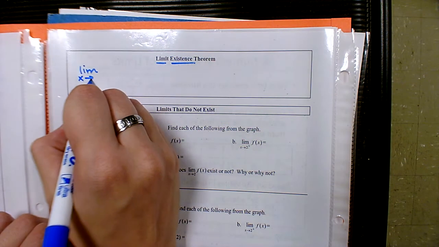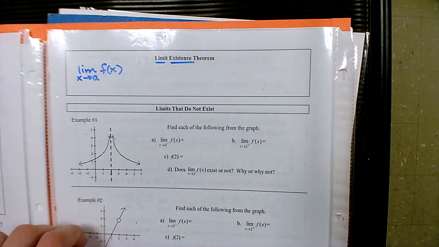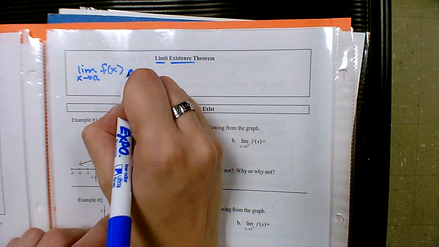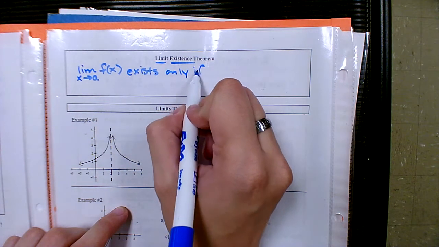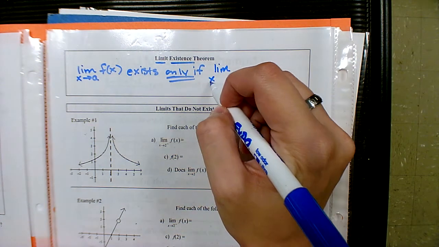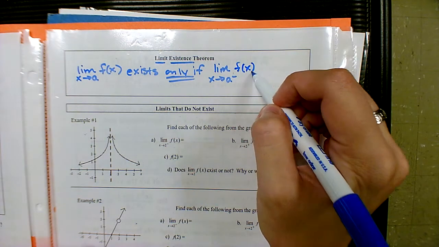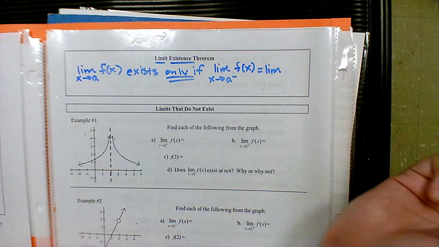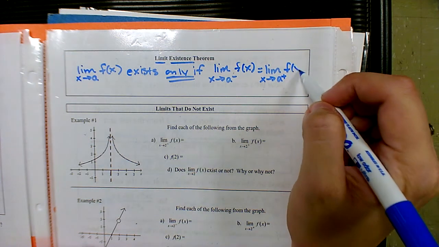The limit as x approaches a, remember a is normally a number, the limit of a function exists only if, okay, this has to happen. If this doesn't happen, we say the limit doesn't exist. The limit exists only if the limit from the left-hand side of a is equal to, meaning the same, the limit from the right-hand side of a.